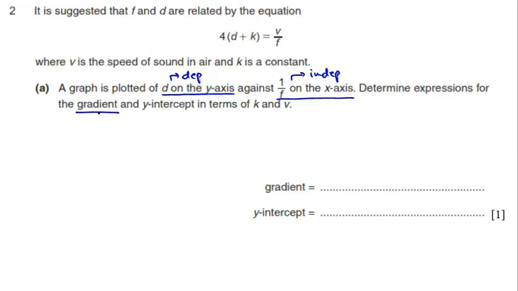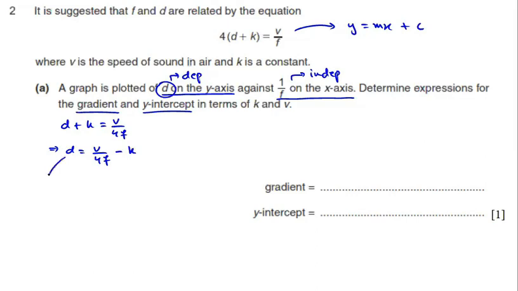Students, we know that to determine expressions for gradient and y-intercept from a given equation, we have to bring the given equation to this form, y equals mx plus c. That is, we have to make, first of all, the dependent variable subject of the equation. Now, the dependent variable is d. So, let's first of all make d subject of the equation. That is, shift 4 and k to the other side of the equation. Shifting 4 to the other side of the equation gives d plus k equals v over 4f. And shifting k to the other side too gives d equals v over 4f minus k.